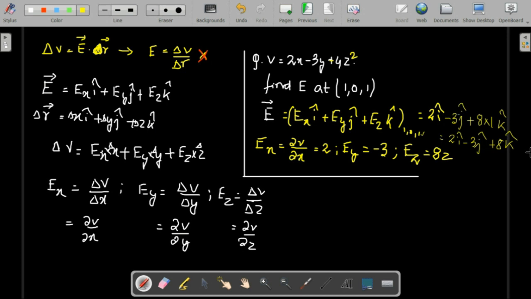So that's how, if you know the potential, you can find out the electric field. Finding out the potential, knowing the electric field, is easy, but from potential to electric field, we have to use this approach. That is why it is important.